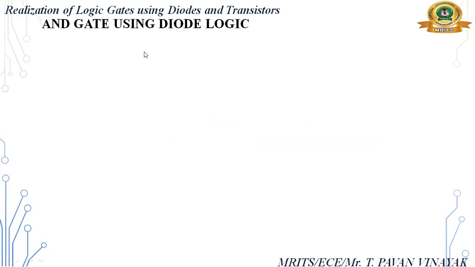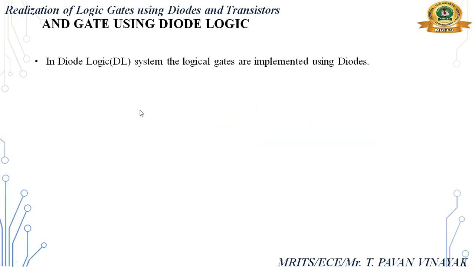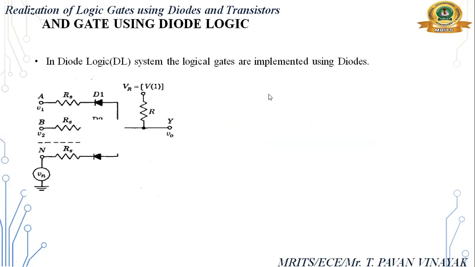So in diode logic we have only diodes. Using diodes and resistors we design the circuit. So this is the AND gate using diode logic. In an AND gate we have n inputs. If you want only a two input AND gate, we draw up to this one only.